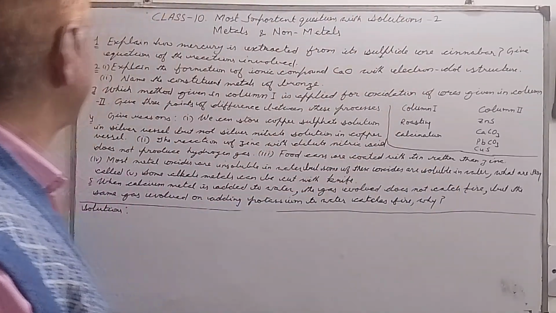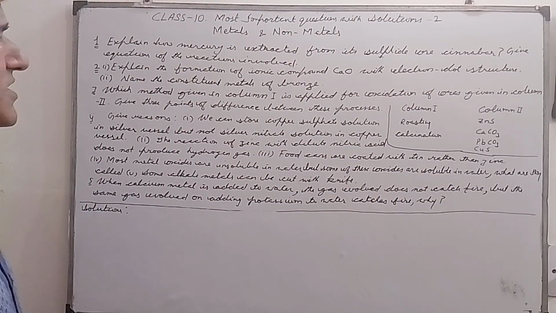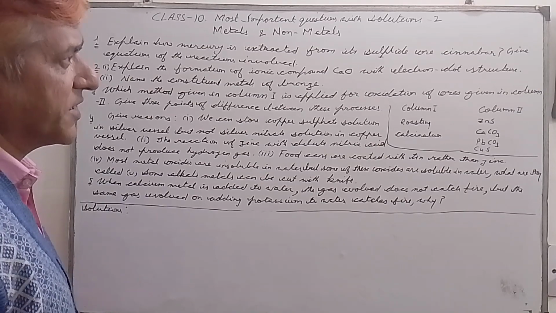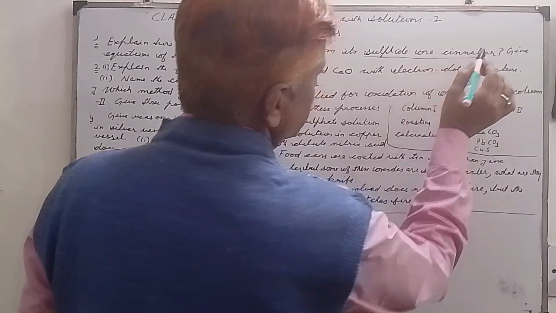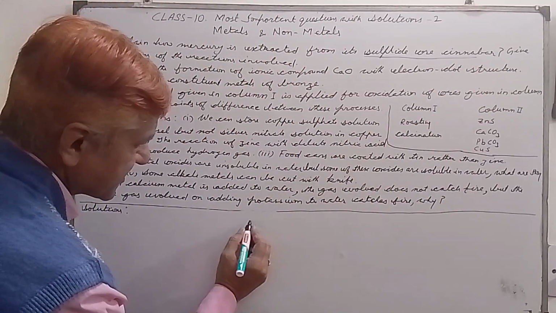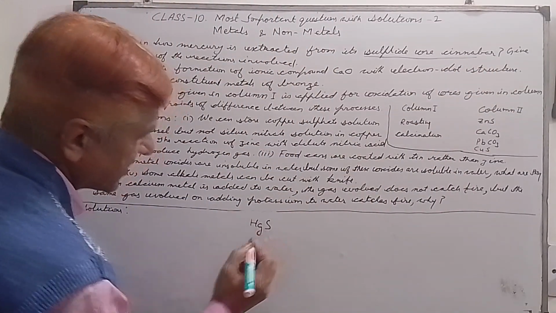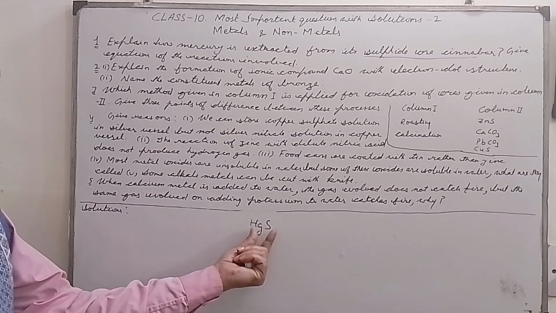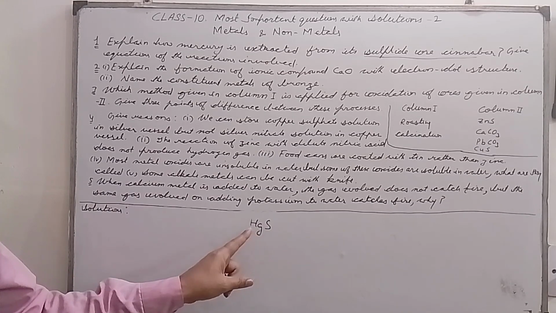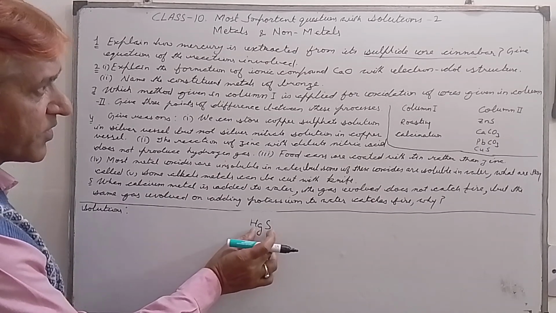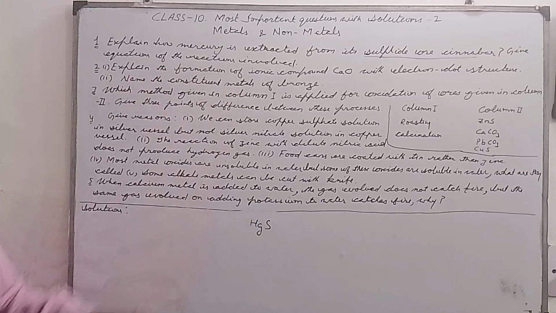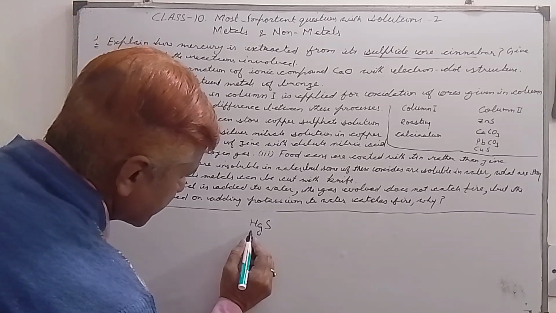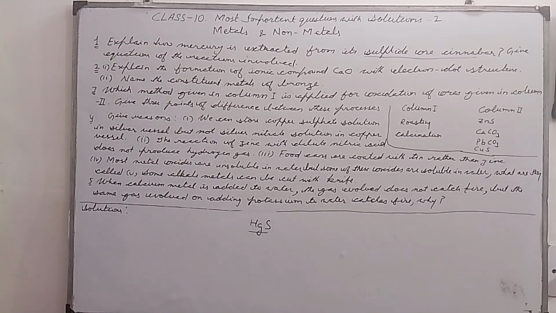Our first question is, explain how mercury is extracted from its sulfide ore cinnabar. Cinnabar is, my dear students, mercury sulfide. Always remember, mercury sulfide is cinnabar. So how can we extract mercury from this? Give equations of reactions involved. So we have to extract mercury from cinnabar, that is mercury sulfide.